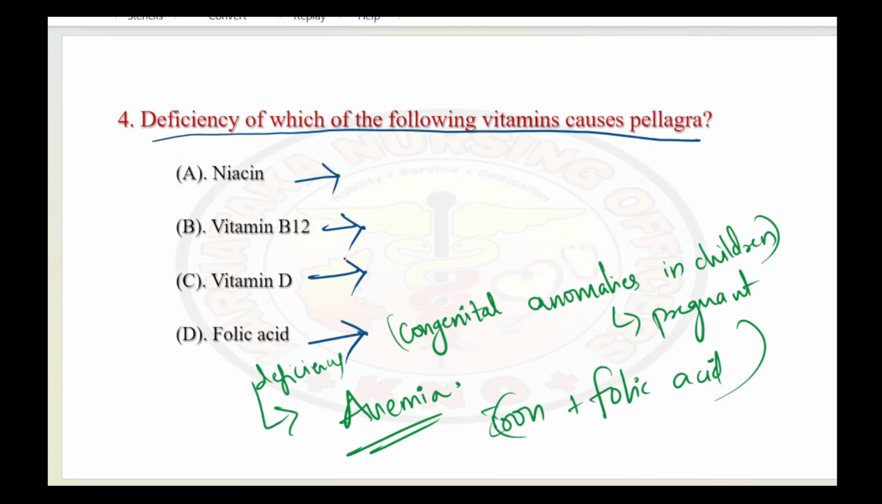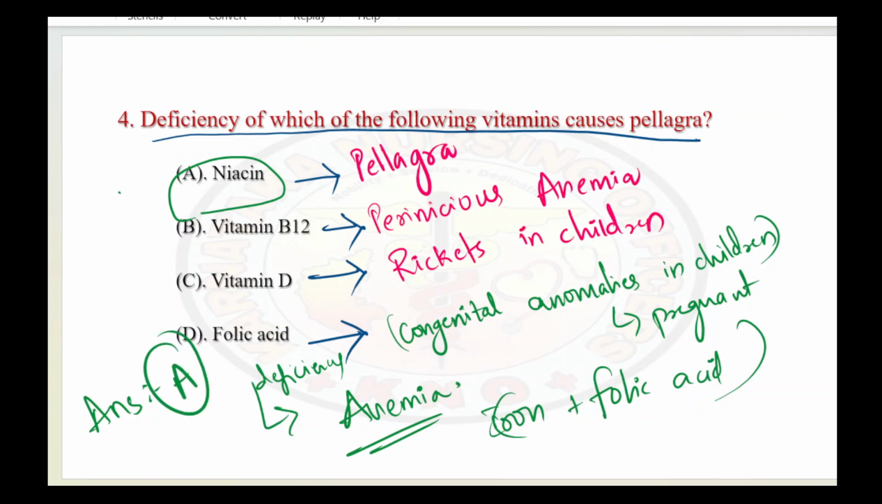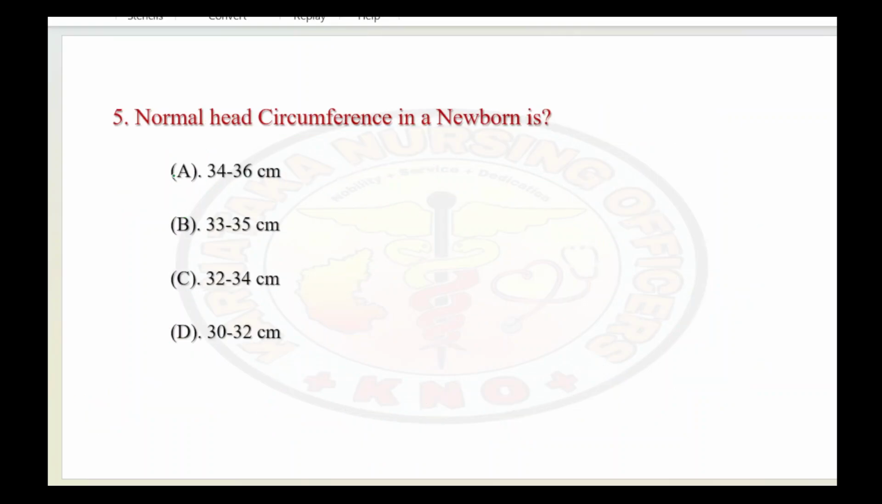Vitamin D deficiency causes rickets in children. Okay. Next, vitamin B12. B12 deficiency causes pernicious anemia. Okay. The niacin deficiency causes pellagra. So the right answer is option A. Okay. So let's move on to the next question here.